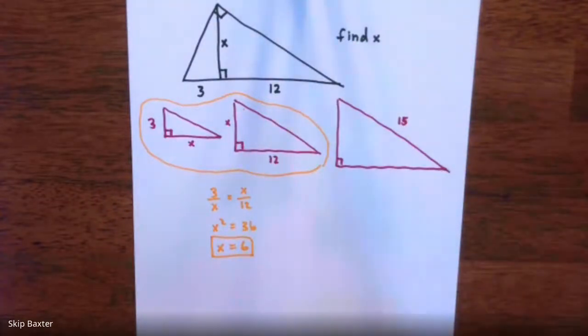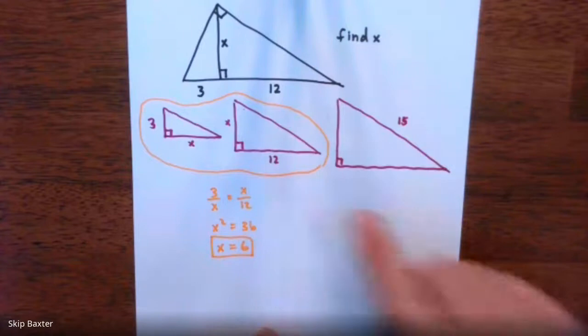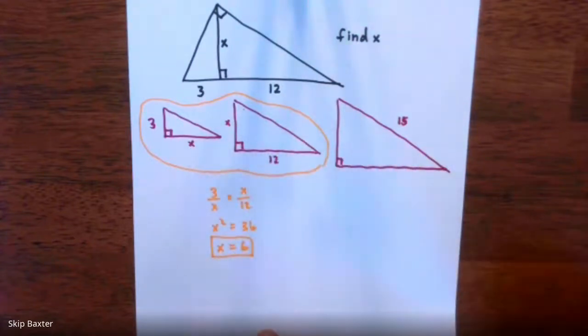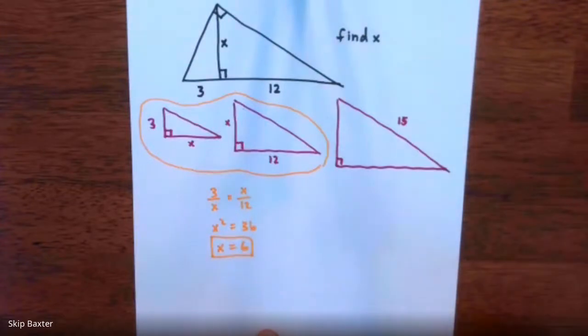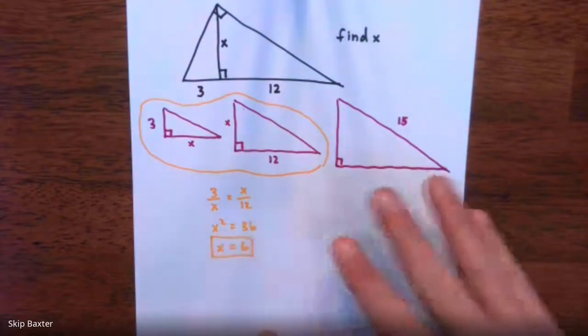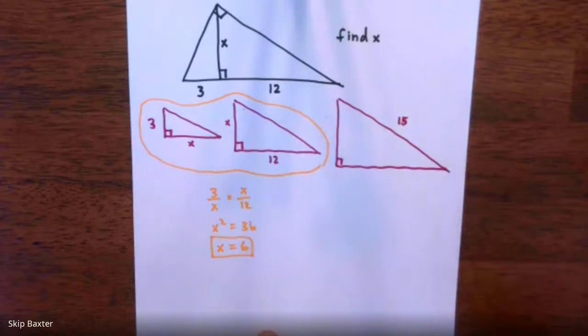But the key is to make sure you draw the 3 individual triangles and label them correctly, because then you can determine which 2 triangles you're going to compare in a proportion. Even though they're all similar, they don't all have the same information, so you can't necessarily compare them. All right, let's try another one.